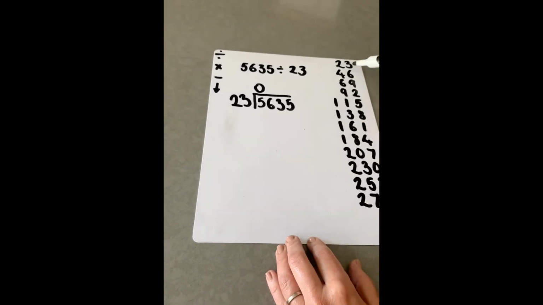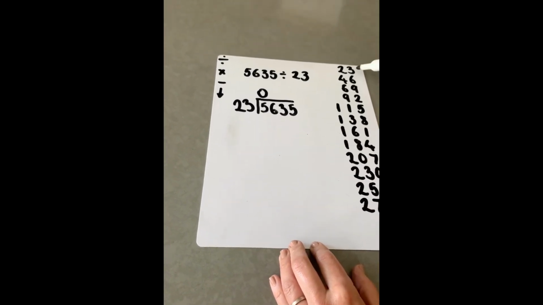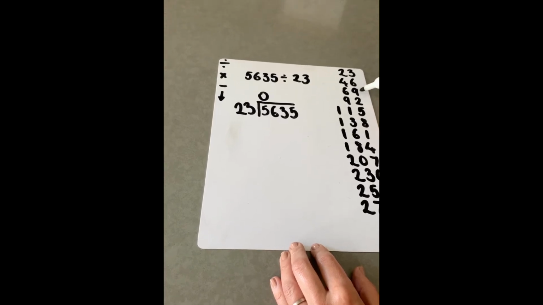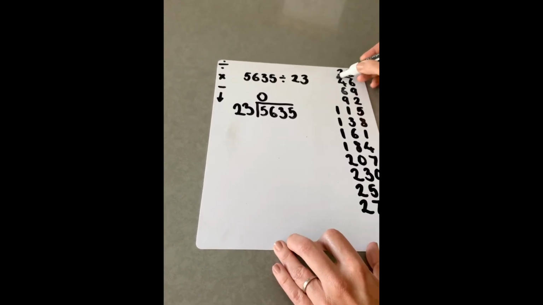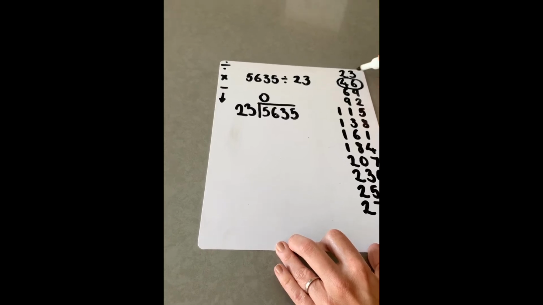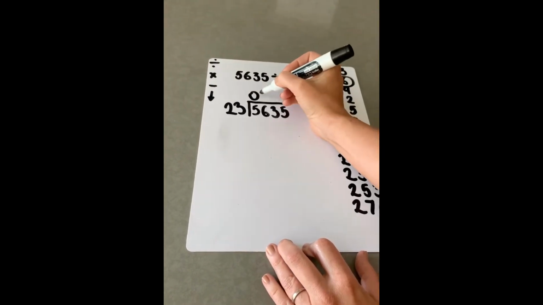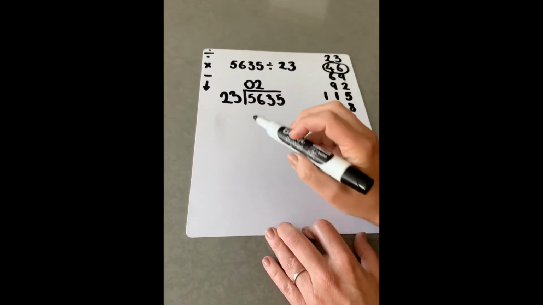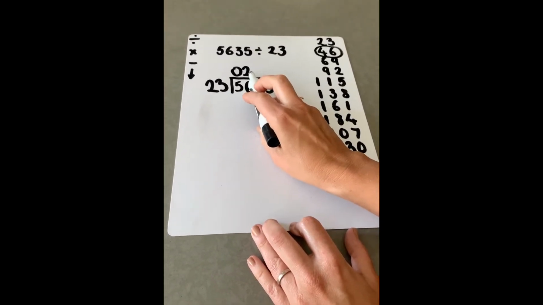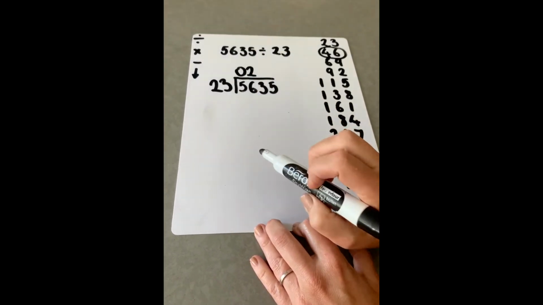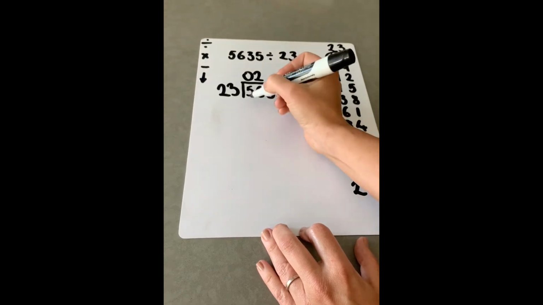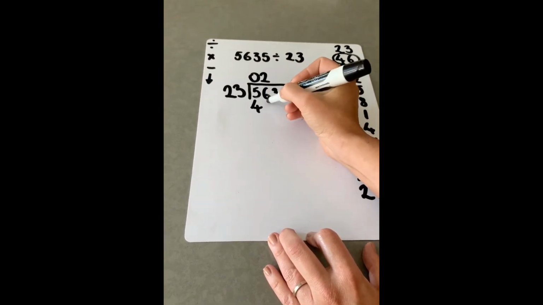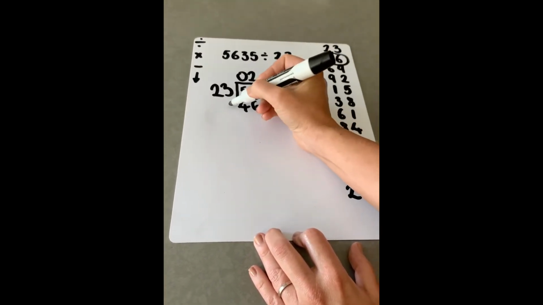Now I'm going to check on my times table line. So I've got 1, 2. That number's too big, so I know it's 2. I'm going to put a circle around that, and you'll see why in a moment. So I'm going to write a 2 above the 6, and I know that 23 twos, or 2 times 23, is 46. So I'm going to write that underneath like so. Okay? And now I'm going to subtract that.